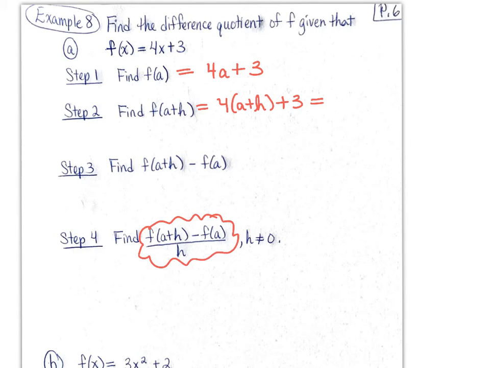You have 4 times the quantity a plus h, plus 3. Distribute your 4, what do you get? Plus 3, good. Now, you want to subtract: f of a plus h minus f of a. So we found f of a plus h, that was 4a plus 4h plus 3, minus f of a.